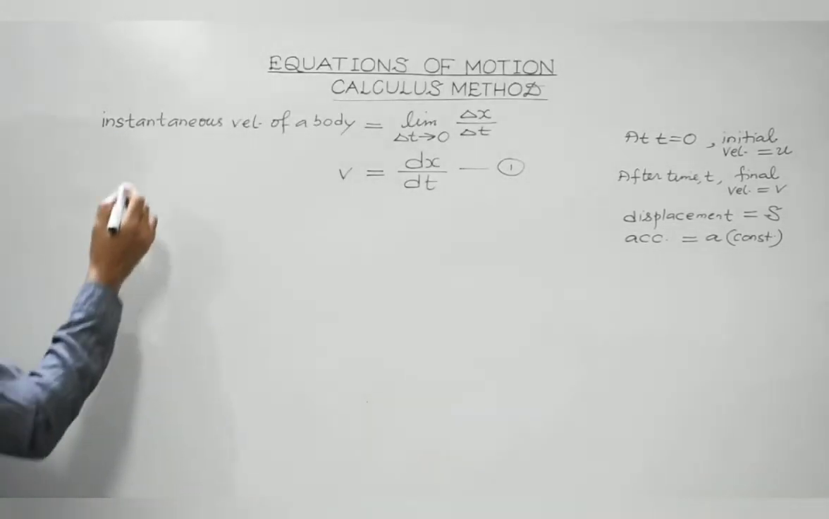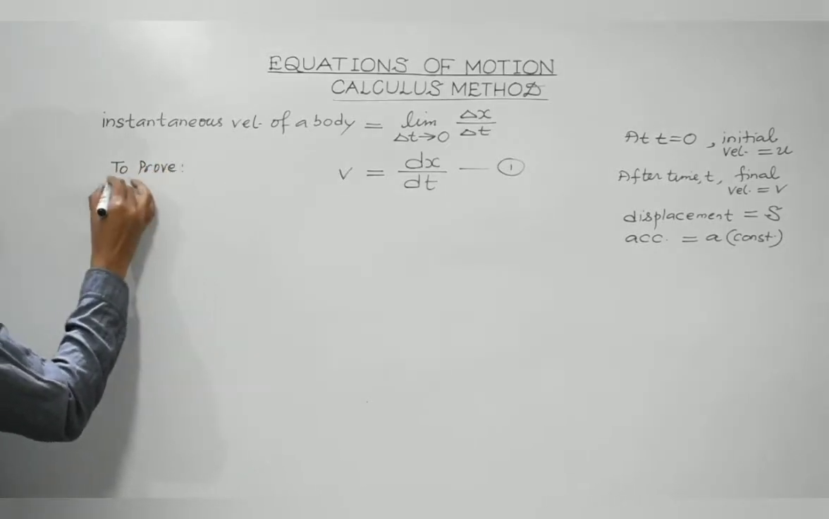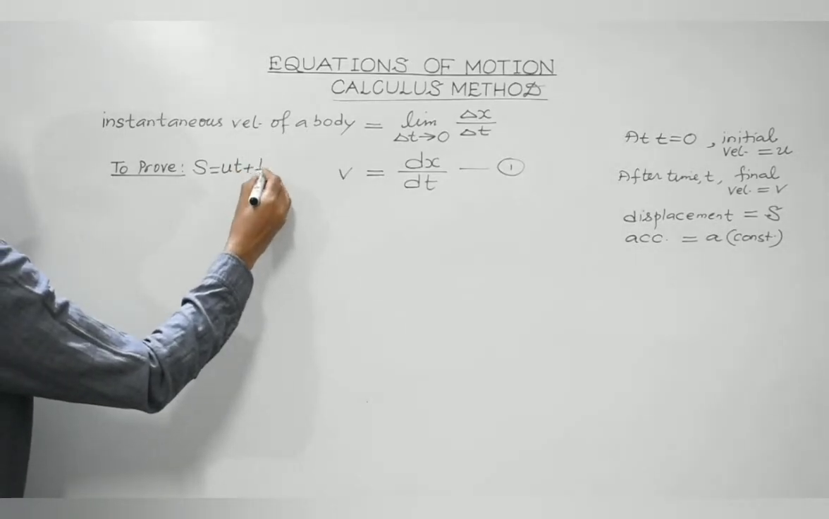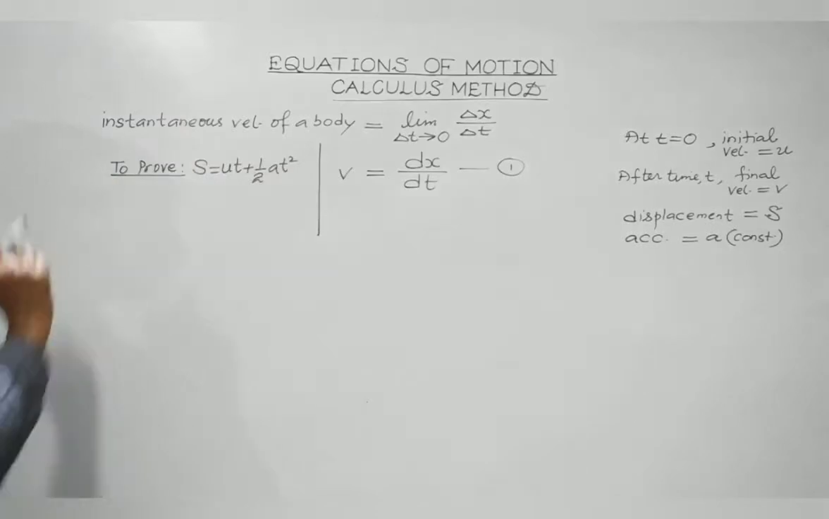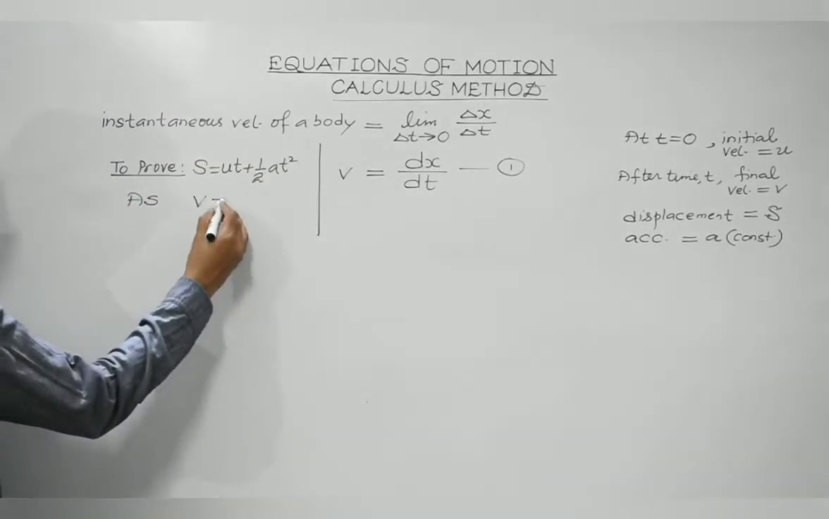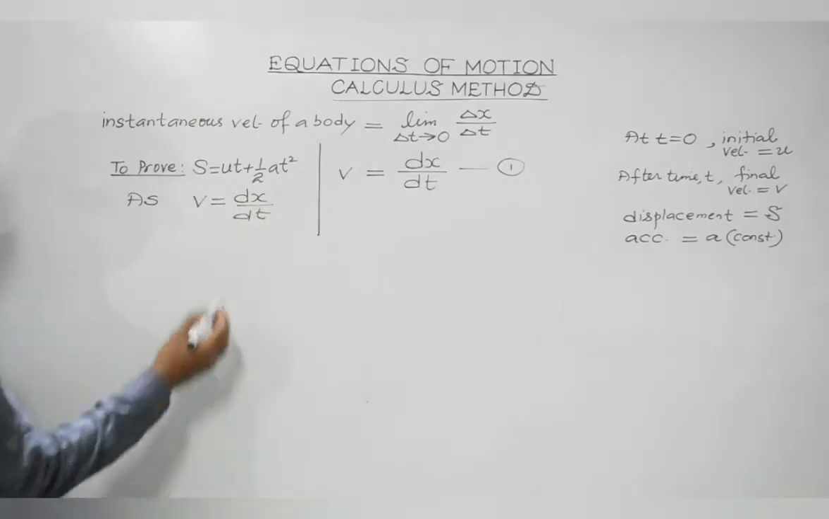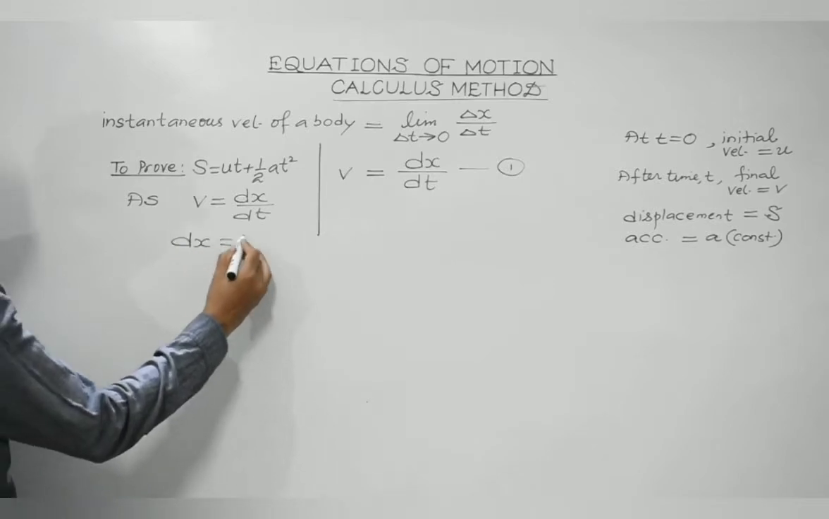So we need to prove this. Second equation of motion is s equals ut plus half a t square. This is the equation which is to be proved. We know that instantaneous velocity is dx by dt, right? So it can be written in this particular manner. dx is equal to v dt.